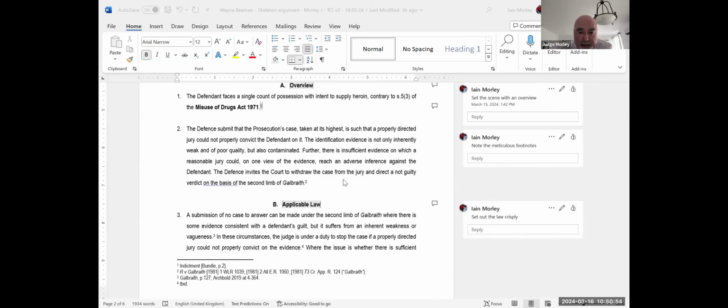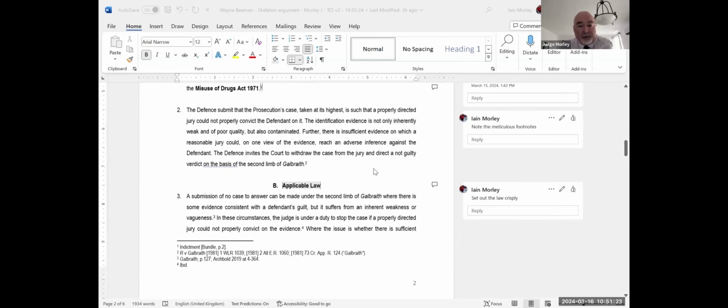Further, there is insufficient evidence on which a reasonable jury could, on one view of the evidence, reach an adverse inference against the defendant. The defence invites the court to withdraw the case from the jury and direct a not guilty verdict on the basis of the second limb of Galbraith. So that just sets out an overview as to what we're supposed to be doing. It's the second limb of Galbraith submission where there is inherently weak and poor quality identification evidence and contaminated material. Let's see how it then develops.